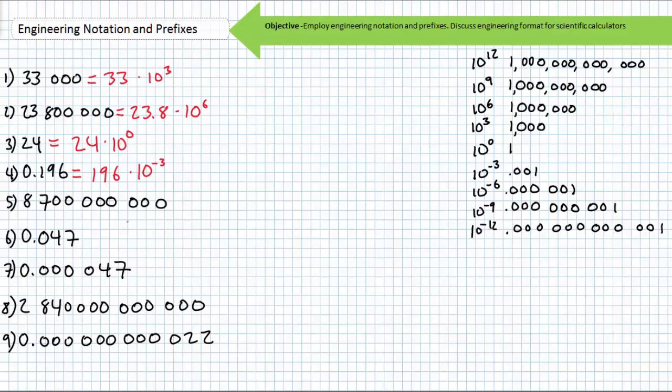For our next number, 8,700,000,000, I would divide it up into groups of 3 in the following fashion. The coefficient in this case is 8.7.